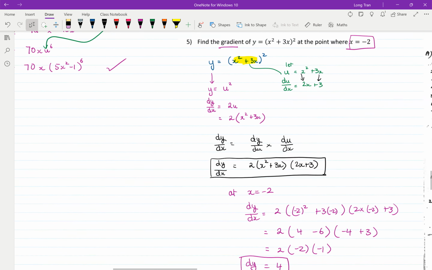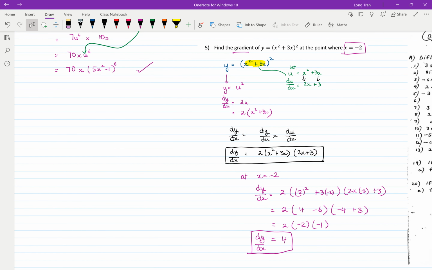So gradient is 4 at that point. Don't forget the purpose of the derivative. Whatever that function looks like, we just know the gradient of the tangent is 4. M is 4 at the moment.